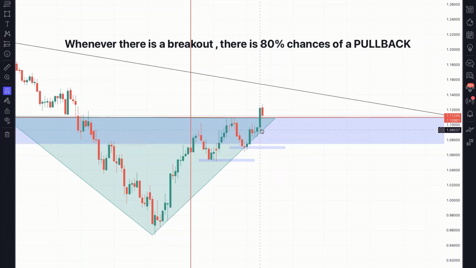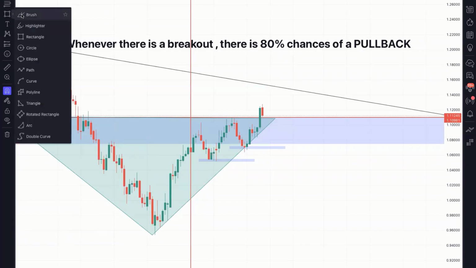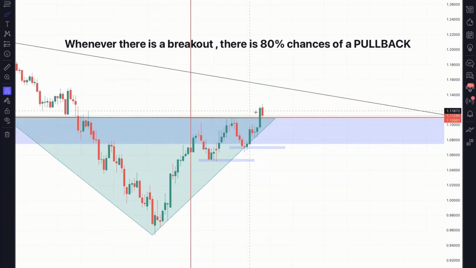We can see that the market has broken out of this resistance level. A 30% to 50% pullback has been done. There are two things the market can do, because, of course, there are 80% chances the market would pump up. There are 80% chances that next week, this is what we are going to see.